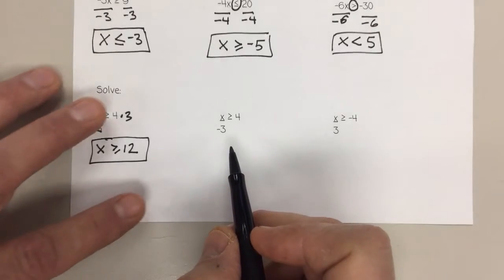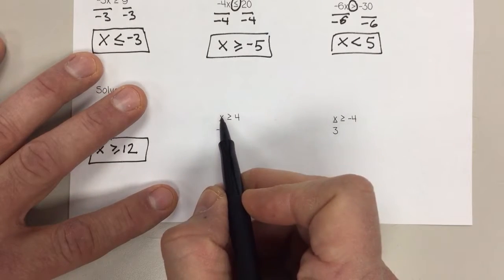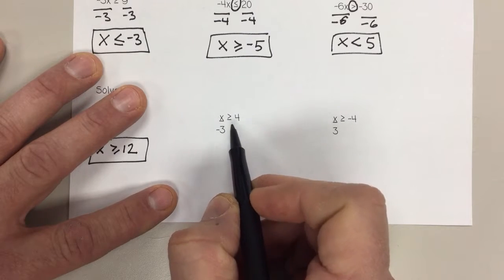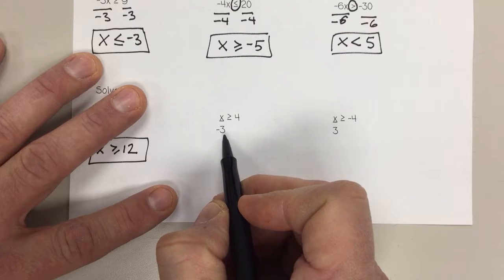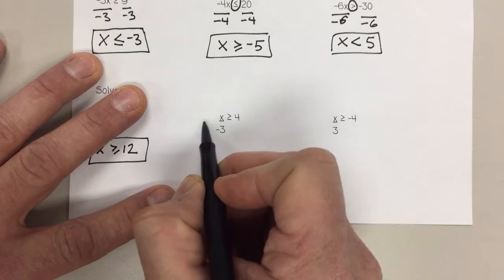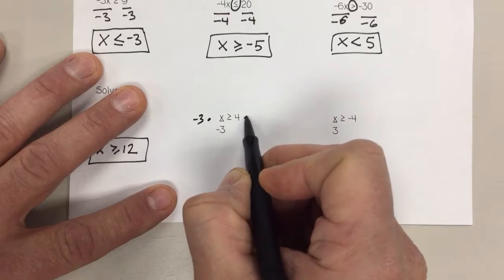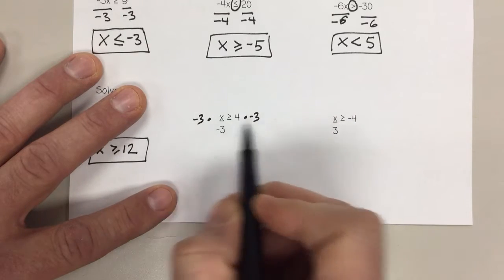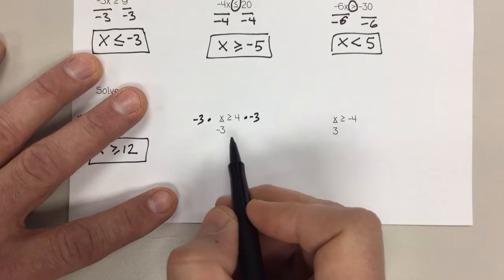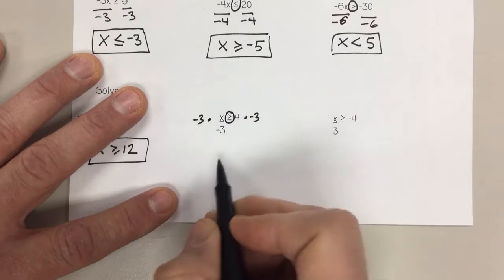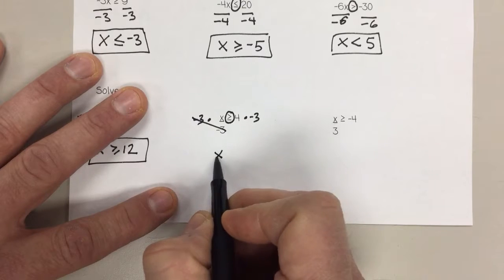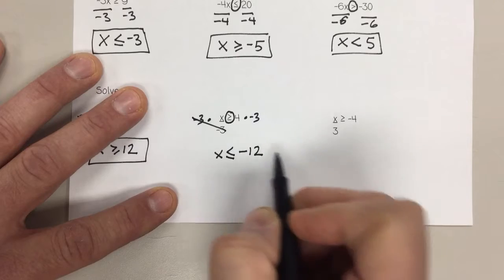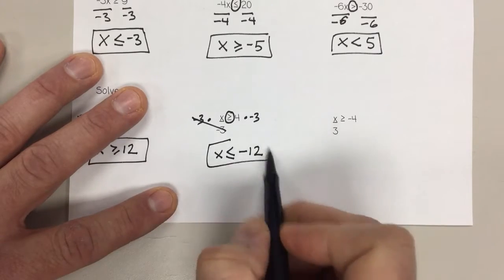Looking at my next example, you'll notice that we have x divided by negative 3 is greater than or equal to 4. To solve this inequality, I would have to multiply both sides by negative 3. Anytime you multiply or divide both sides of an inequality by a negative number, the sign must switch directions. So greater than or equal to becomes less than or equal to. And 4 times negative 3 is negative 12.